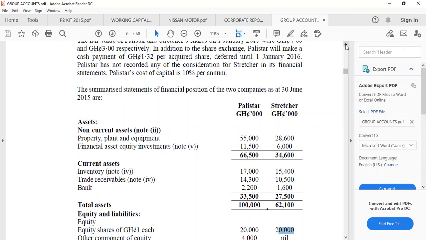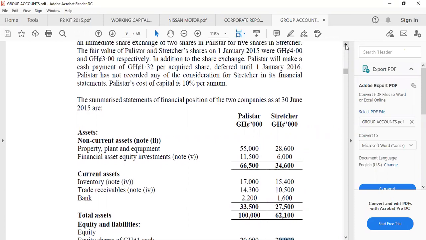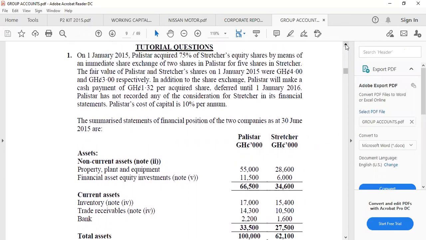0.75 times 20 million is 15, isn't it? Okay, that is the shares that we are buying. But we are telling them that they should bring 5 of their old shares for 2 new in our company. We don't have money to pay them. So bring 5 of their old shares for 2 new in our company.